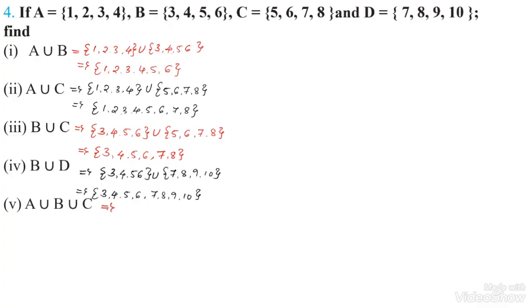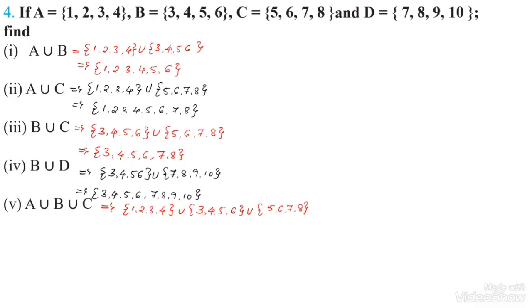Okay. A union B union C. First, I have written the sets. A set containing the elements 1, 2, 3, 4, union B set containing the elements 3, 4, 5, 6, union C, 5, 6, 7, 8. Okay.